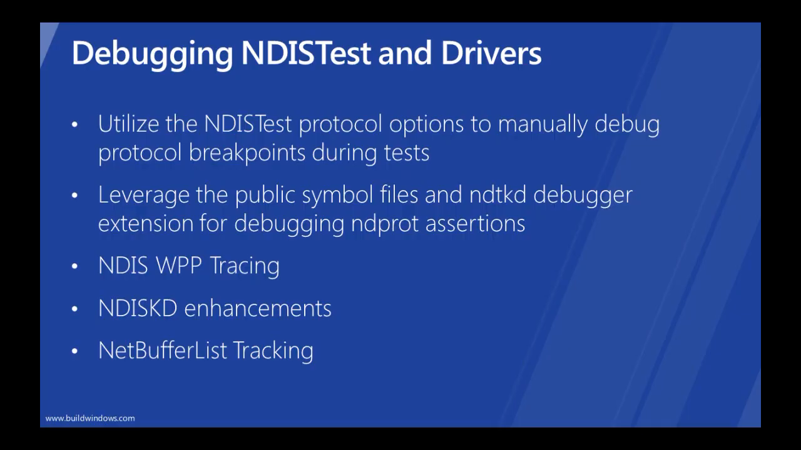You just saw the demo, and I'd like to reinforce that you use the NDIS test protocol options to manually debug the breakpoints that occur during tests. You can leverage the public symbol files and the new NDIS KD debugger extension for debugging kernel mode assertions. NDIS has WPP tracing. A lot of people don't know this. It's a little known kept secret.